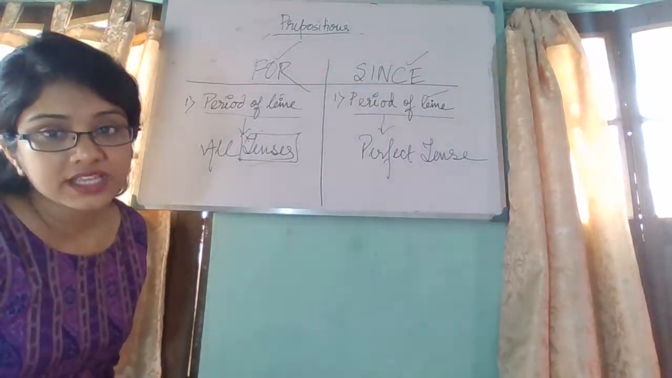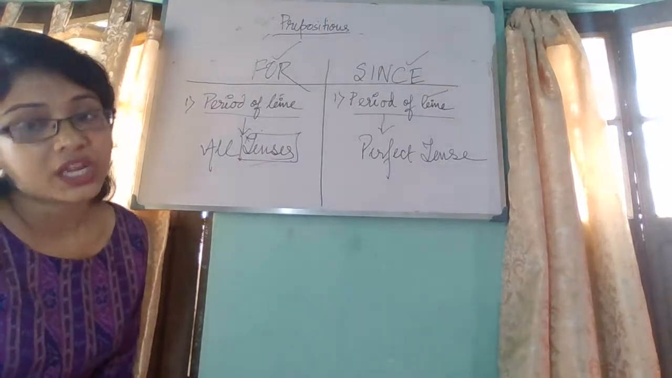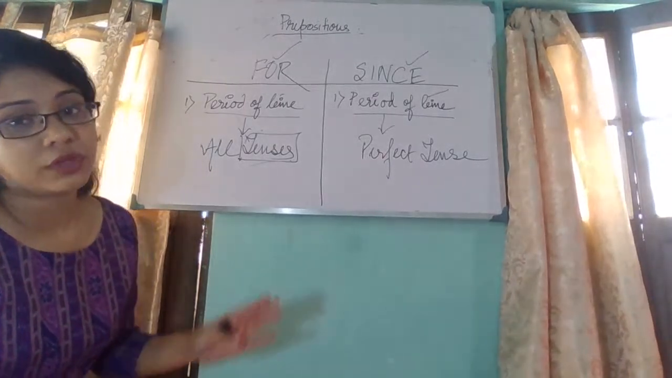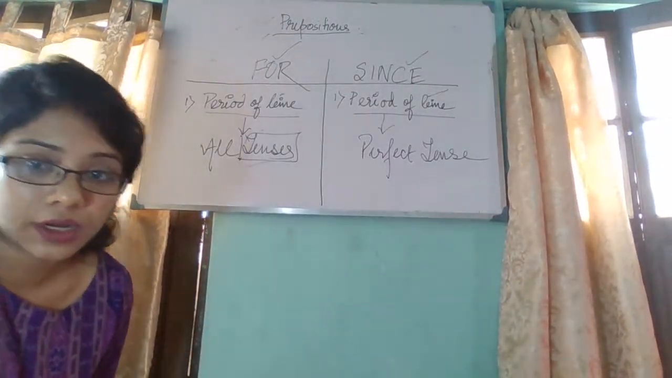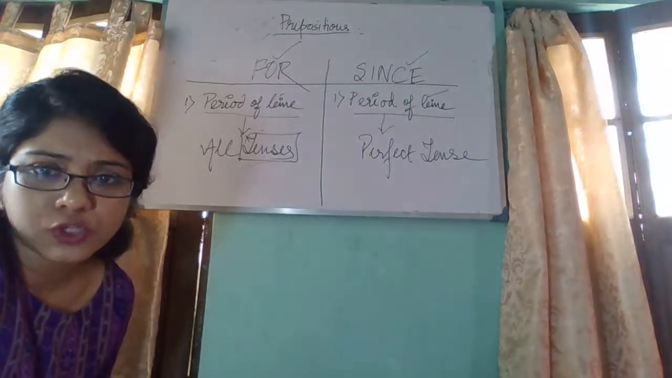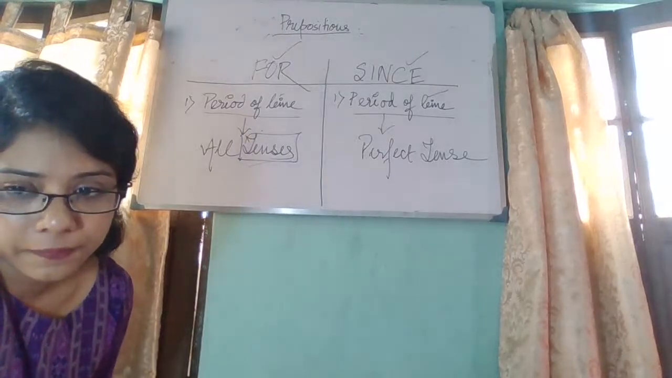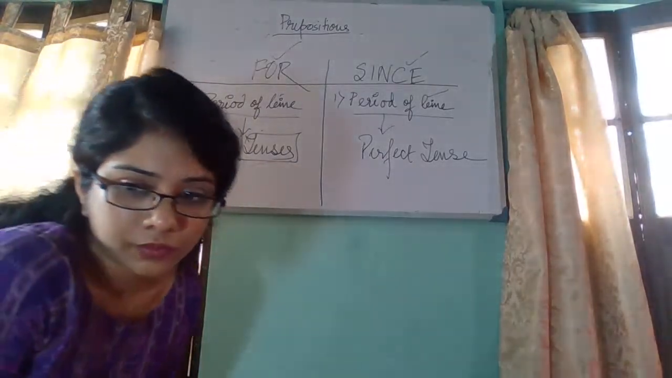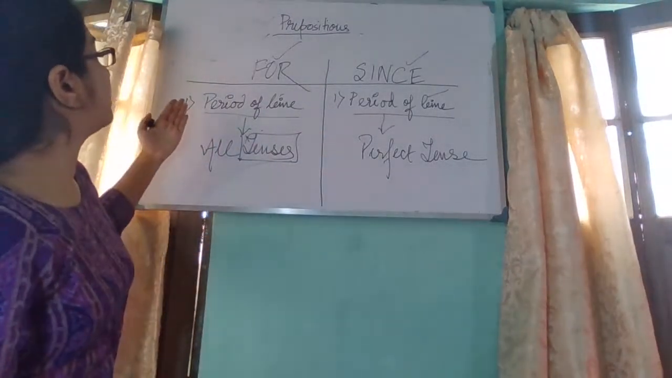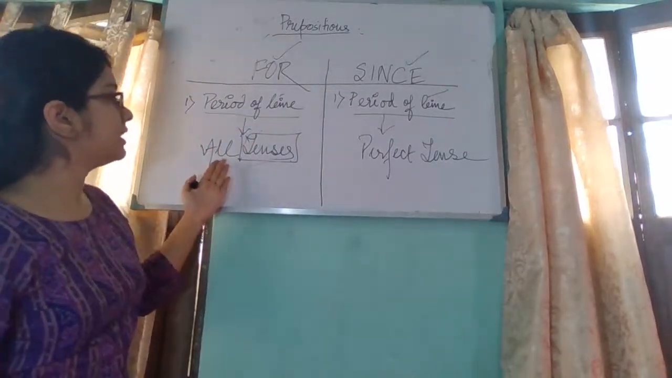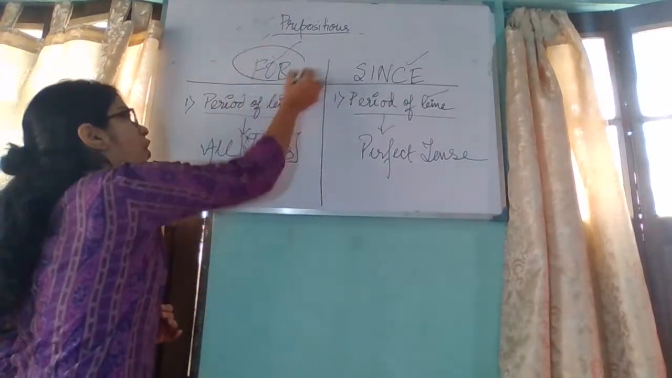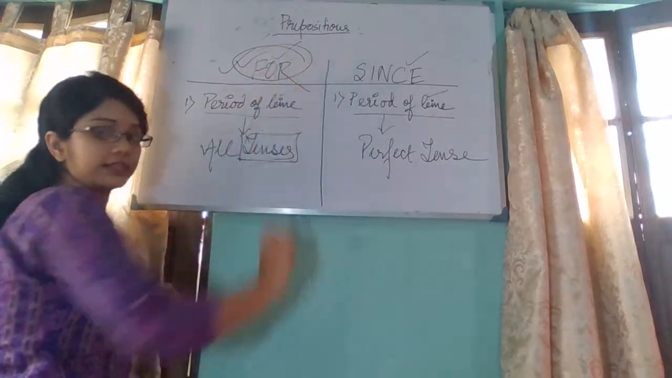Examples: if you know examples, write them down. Otherwise you will have to depend on me, so if you can follow me, you can write the examples down. So, period of time for both of them, but for can go with all tenses.